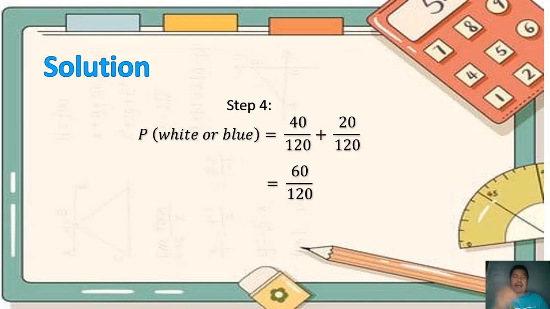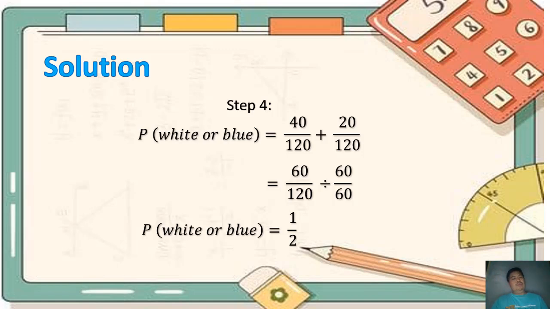Sir, what is next now that we have added? The next thing that we will do here is to get the lowest term. So, what is the lowest term? Simply divide them by 60, 60 in the numerator and 60 in the denominator. So, we will have the probability of white or blue is 1 all over 2. So, 1 half or 50% is your chance of getting white or blue.